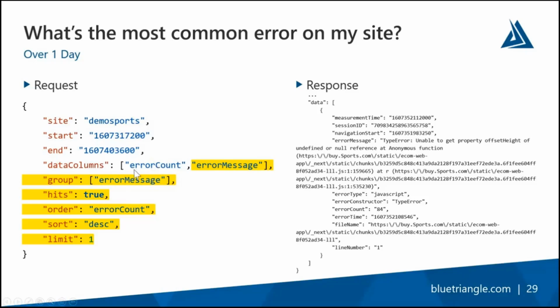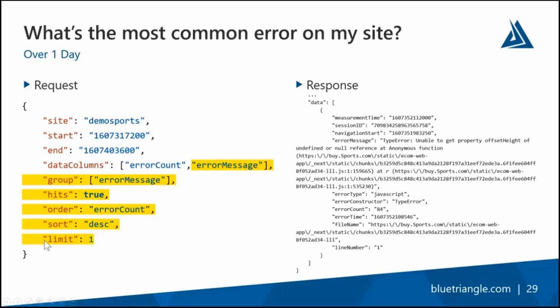So we're going to pull the error count, we're going to pull the error message, and we're going to group it by the error message. Right now we have the hits parameter specified. So then all we have to do is order it by the error count and sort descending, so we see the error message with the highest number of errors at the top.